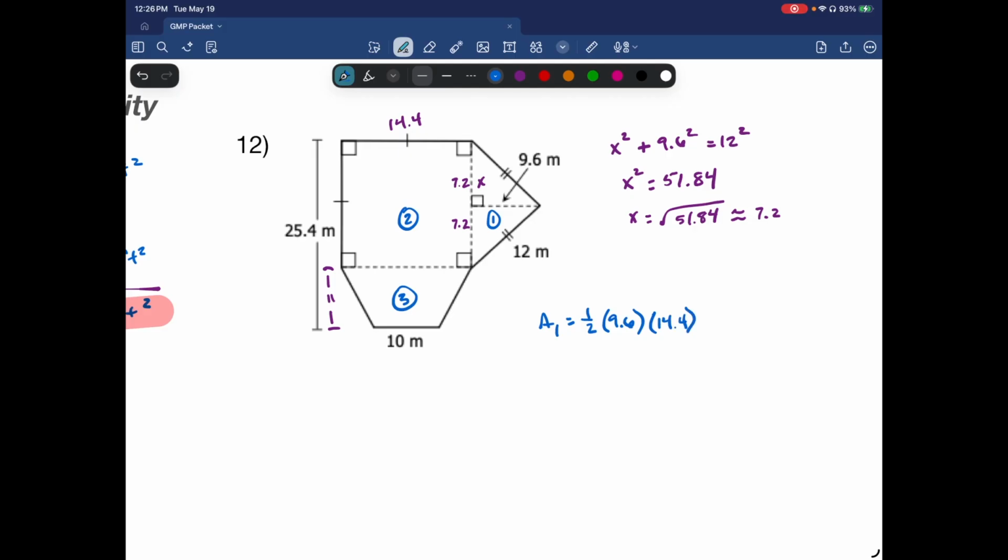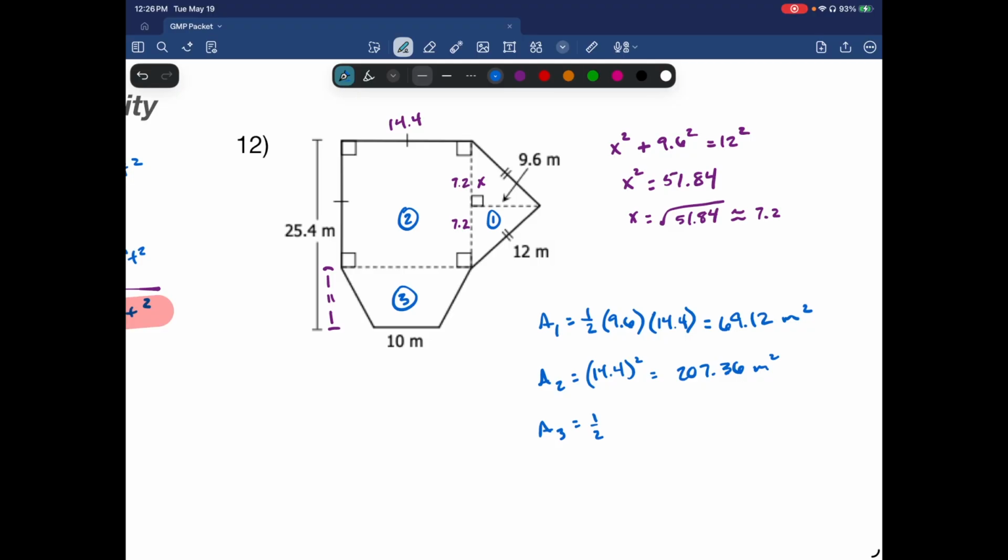and that's going to give me 69.12 meters squared. The second area is simply going to be 14.4 squared, which is 207.36 meters squared. And then my trapezoid, it's going to be 1/2.